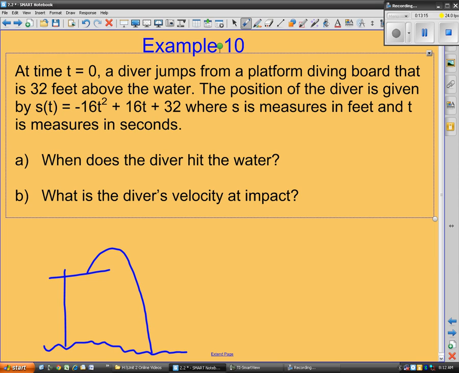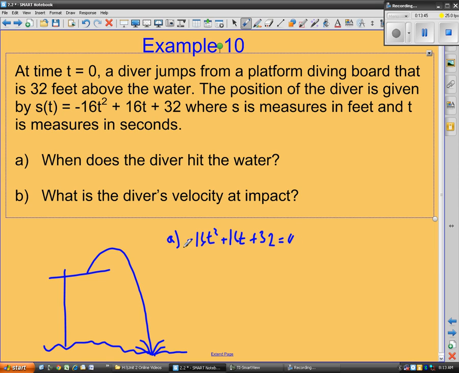And so we need to figure out when he's on the ground. Well, if he's 32 feet in the air to start with, and he hits the water down here, well, what is his height? His height is 0. So for A, we're going to take negative 16t squared plus 16t plus 32 equal to 0, because that's when he hits the water. So if we can find out what t is when he hits the water, then that's going to be very helpful to find our velocity at impact.